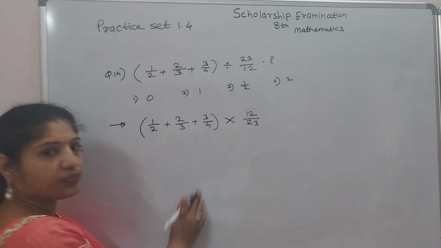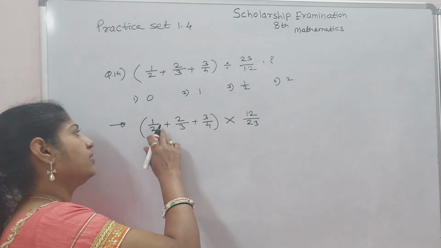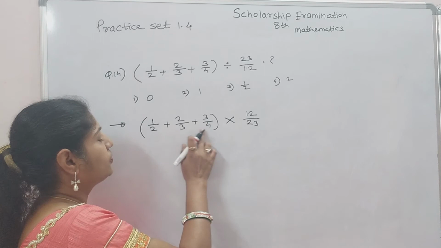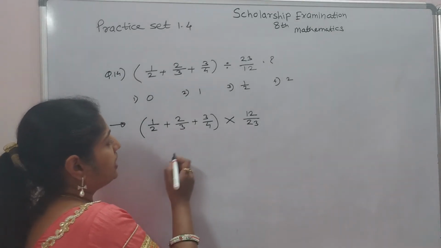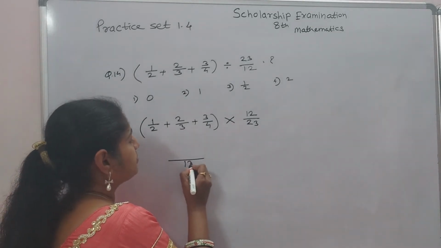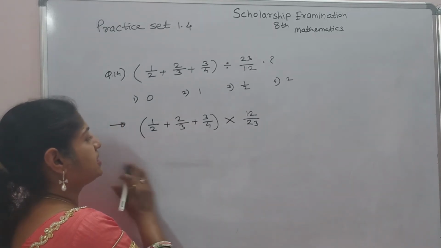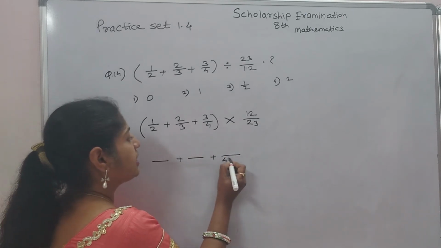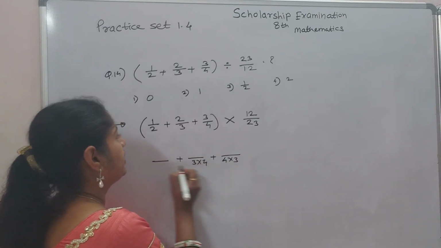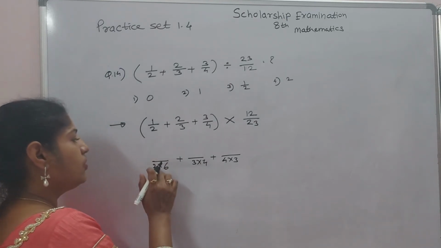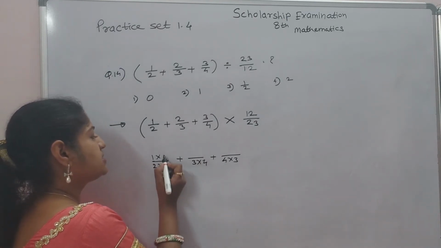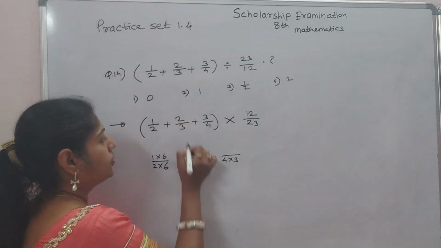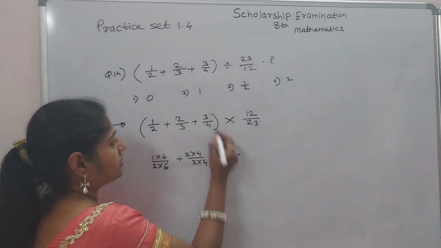For 2, 3, 4 we need the LCM. In the multiplication tables of 2, 3, 4, 12 is the LCM. We take 12 as the LCM and make the denominator 12 for each one. 4 3s are 12, 3 4s are 12, 2 6s are 12. Now 1 is multiplied by 6, and numerator and denominator are both multiplied: 2 into 4, 3 into 3.